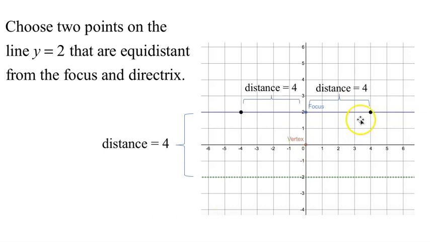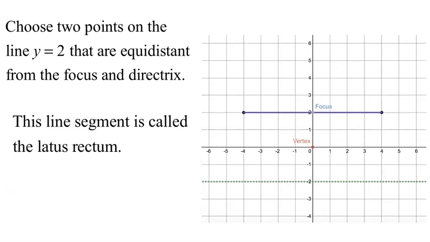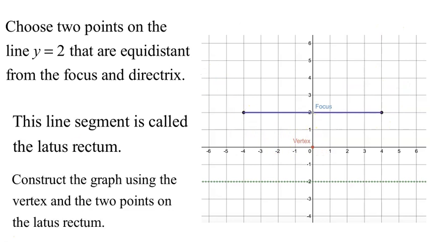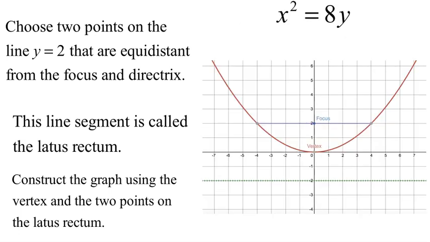I have the vertex, I have this point, and I have that point. What I often do is I draw a line segment between those 2 points. And that line segment is called the latus rectum. And I construct a graph from the vertex through those points. And it will look something like this. x squared equals 8y. Again, our standard form is x squared equals 4ay. So what we can say here is that will be our graph, an opening upwards parabola.